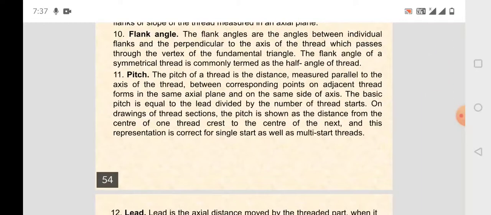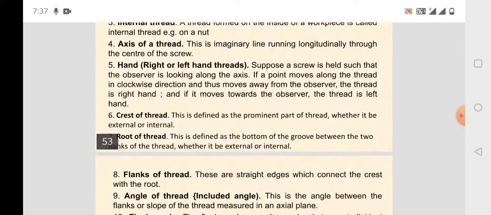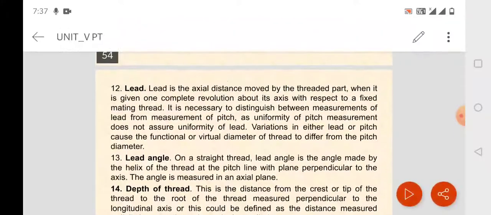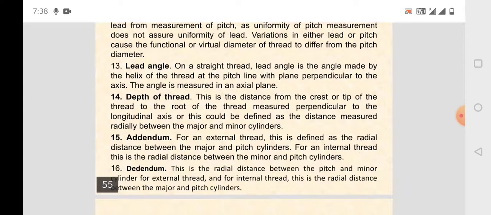The pitch of the thread is the distance measured parallel to the axis of the thread between corresponding points of adjacent threads. So this we can call the pitch. Here it is shown, the distance between the corresponding points on the threads, the pitch of the screw. Then lead is there. Lead is the axial distance moved by the threaded part when it is given one complete revolution. So by how much distance it moves when rotated by one complete rotation, that is the lead.